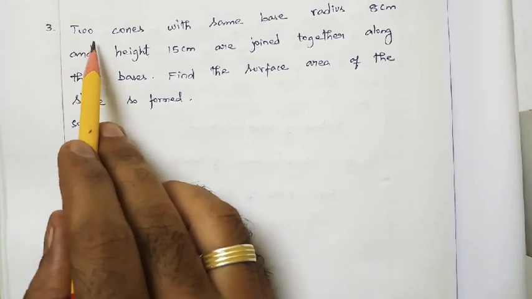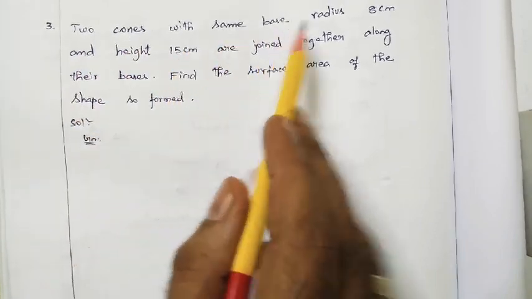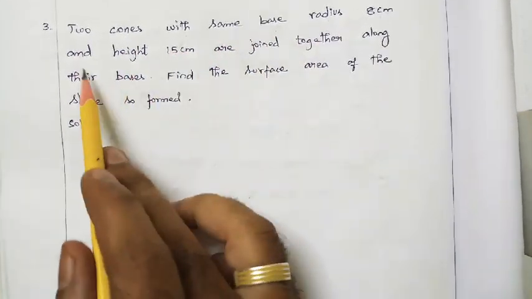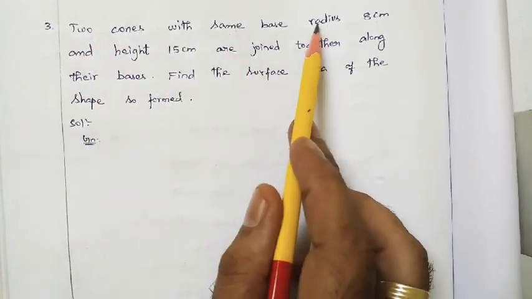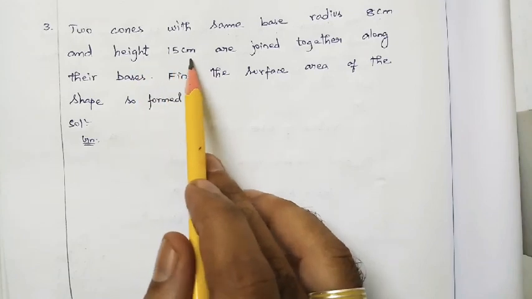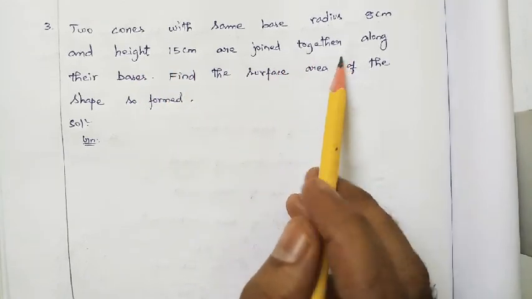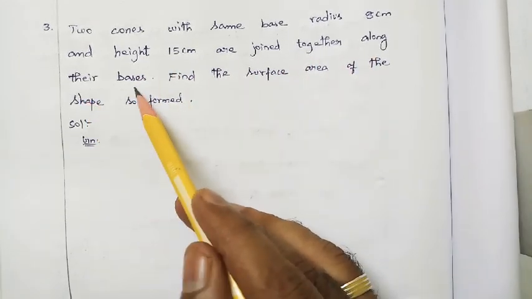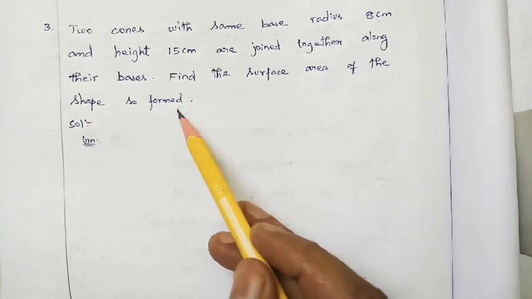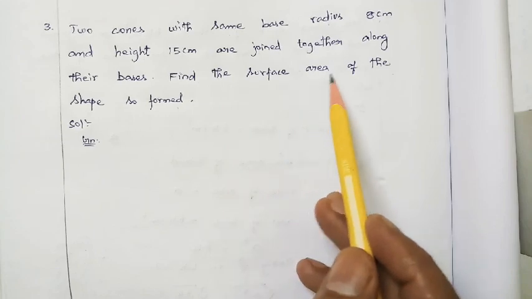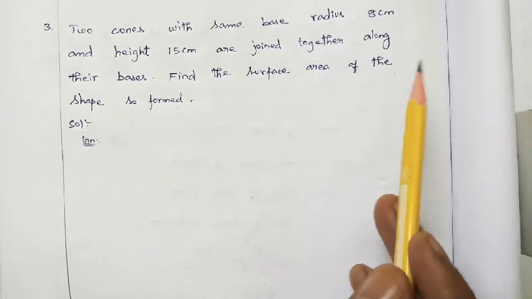So number 3: 2 cones with the same base radius 8 centimeter and height 15 centimeter are joined together along their bases. Find the surface area of the shape so formed. Surface area means total surface area.